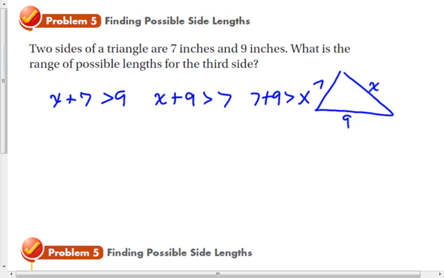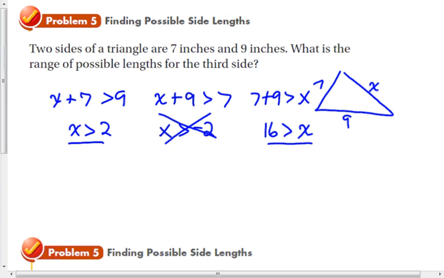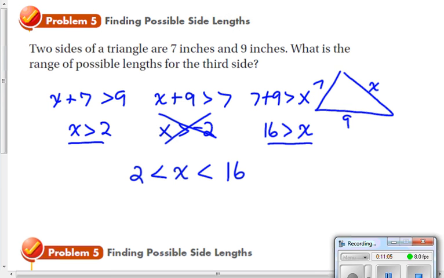Now, if we solve those, for this one, subtracting 7 from both sides, we get x is greater than 2. For here, subtracting 9, we get x is greater than -2. And for this one, we get 16 is greater than x. Now, side lengths of triangles have to be positive numbers, so we're just going to cross that one out and not include it. And then we're left with this and this. So we're just going to write that as a compound inequality. 2 has to be less than x, which is less than 16. So all the side lengths must be longer than 2 and shorter than 16. Go ahead and you try that.